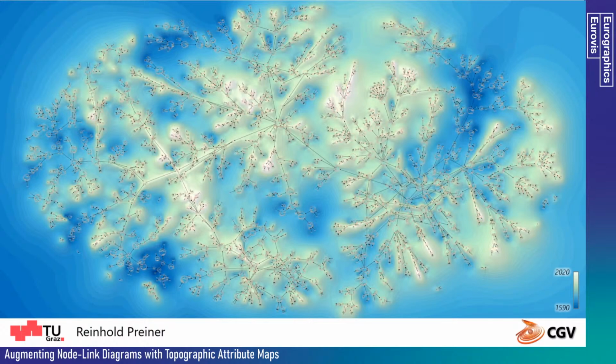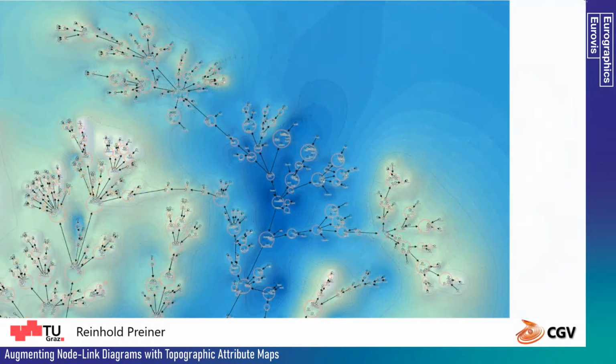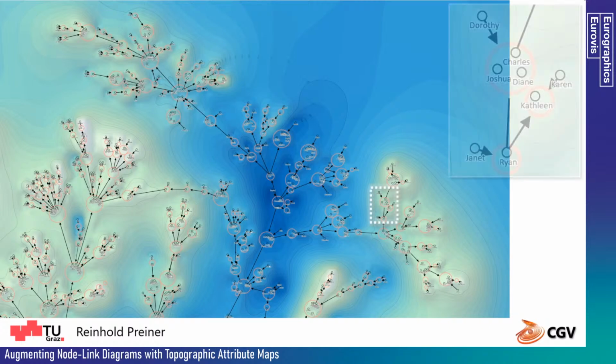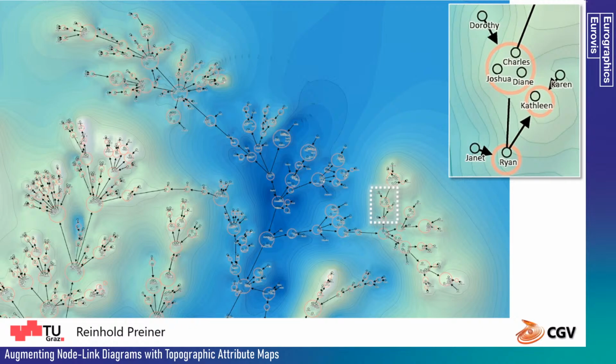So let's zoom into one of these regions to see the depth of this graph in more detail up to the individual families that we show here using red circles.